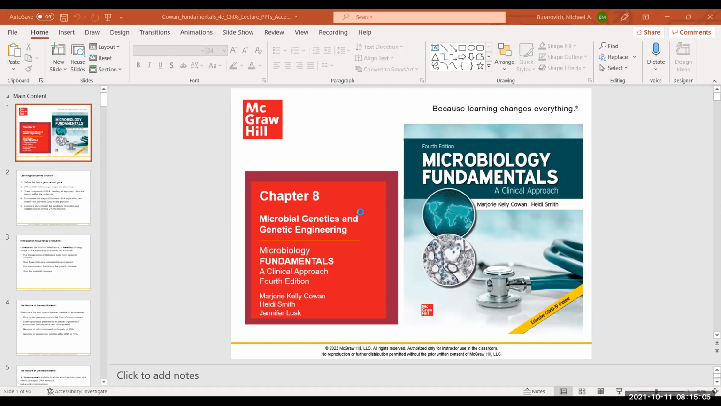Your bases come in 4 types. There's adenine and thymine and guanine and cytosine. Adenine and guanine are the bigger molecules. They're so-called purines. These are 2-ringed structures. Purines are bigger. Pyrimidines are smaller. So adenine and guanine are purines. Thymine and cytosine are pyrimidines.